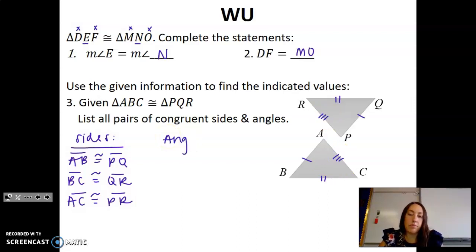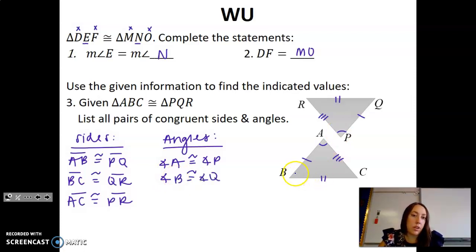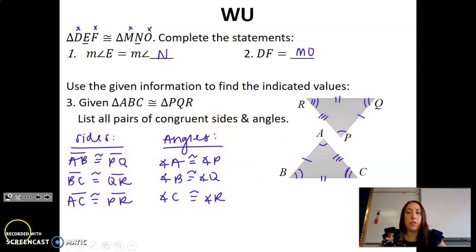For angles, same deal. We got angle A is congruent to angle P, because those are the first letters of our congruency statement. We got angle B is congruent to angle Q. Those are the second letters in our congruency statement. And then finally, we got angle C is congruent to angle R. Those are the third letters. So those are all the congruent sides and all the congruent angles between those two triangles.